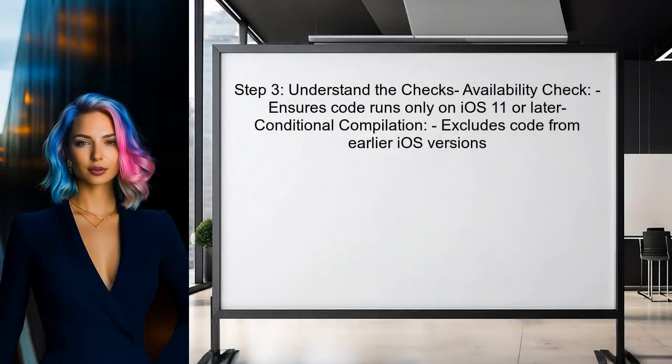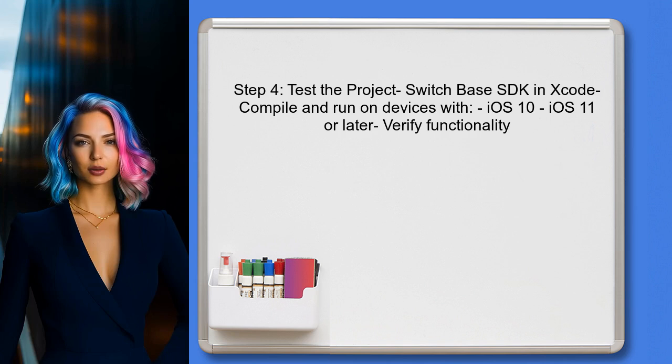It's important for the user to remember that the availability check will ensure that the code runs only on devices with iOS 11 or later, while the conditional compilation will exclude the code from builds targeting earlier versions. Finally, the user should test their project by switching the base SDK in Xcode to ensure that the code behaves as expected across different iOS versions.